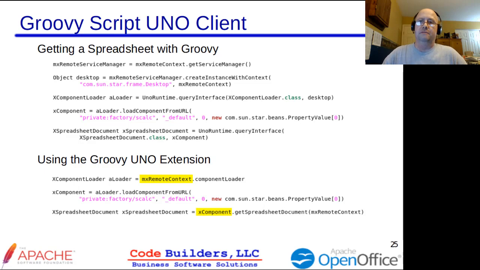Now we'll look at some code that's very much like the Java first contact code we first saw. The only difference is it's in Groovy, so there are no semicolons, and there's also no need for typecasting when we use the queryInterface method, like when we're in Java. And the second example there is a much shorter version made possible by the Groovy UNO Extension library, which is the topic of the next talk.